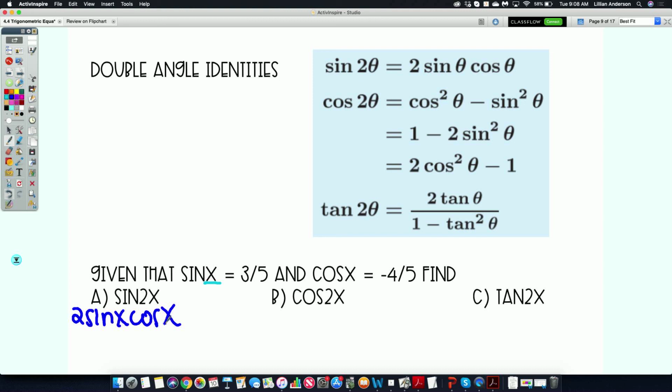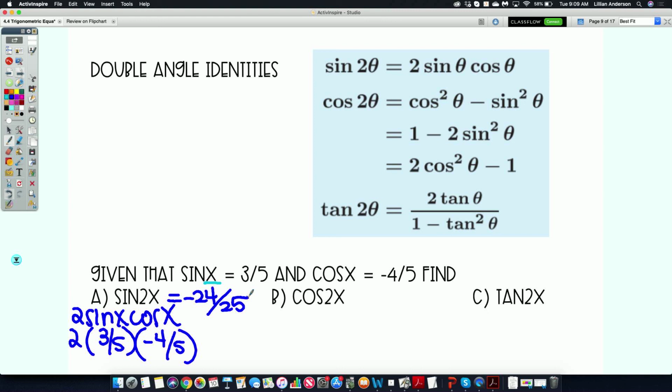And all we do is literally replace sine x with the value 3/5. We don't plug 3/5 in for x. That is exactly what sine x is equal to. It's equal to 3/5. So we replace sine x with 3/5, cosine x with -4/5, and then we multiply from there to find the exact value of sine 2x. What is that? So negative 24 over 25 is the sine of 2x.